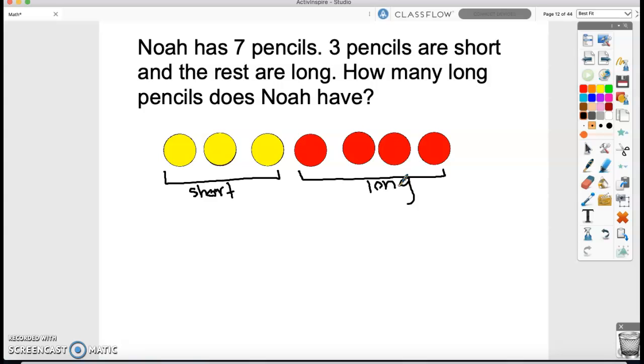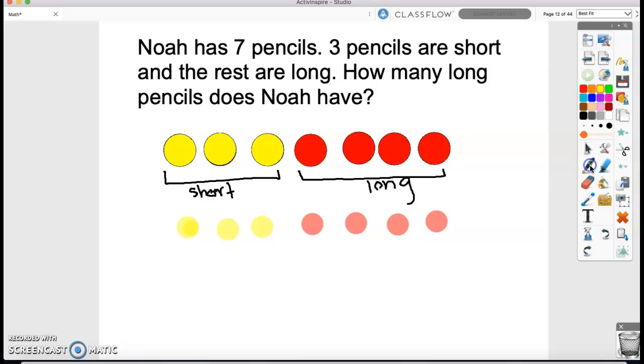So let's draw a picture of our model. So I would draw a picture of 1, we'll make that a little bigger, of 1, 2, 3 short, and 1, 2, 3, 4 long.